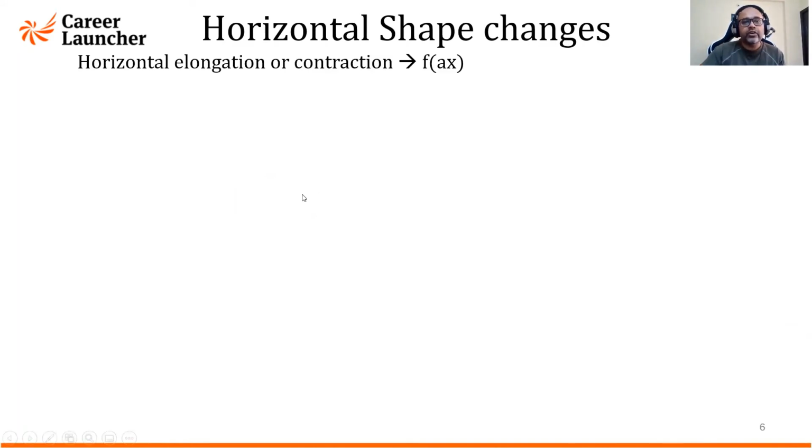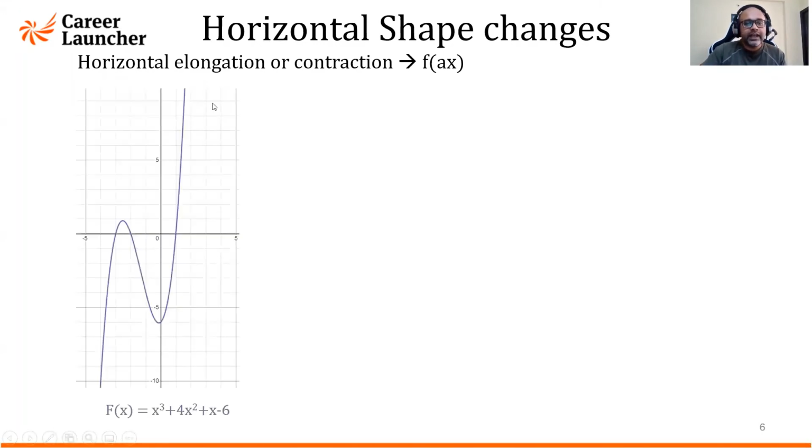So what is the meaning of a horizontal shape change? When you have f of x and you want to modify it into f of ax, this is when there will be horizontal contraction or elongation. Okay, there will be horizontal contraction or elongation. Let's take an example. Let us say I have taken a cubic equation. This is my f of x. It's a cubic equation, right?